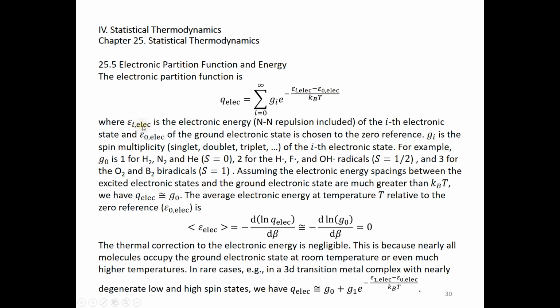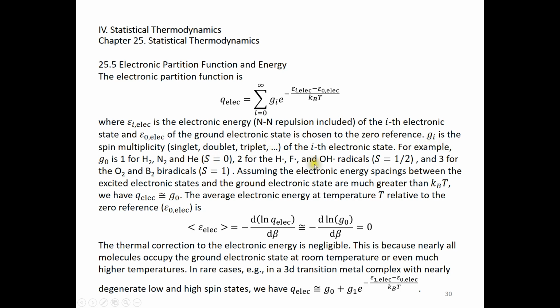Epsilon_i electronic is the electronic energy of the ith electronic state. Epsilon_0 electronic is the ground electronic state. Here we take the difference between the ith electronic state and the ground electronic state, so we are essentially using the ground electronic state as the zero reference. g_i is the spin multiplicity. If you have a singlet, doublet, or triplet, g_i is 1, 2, or 3.